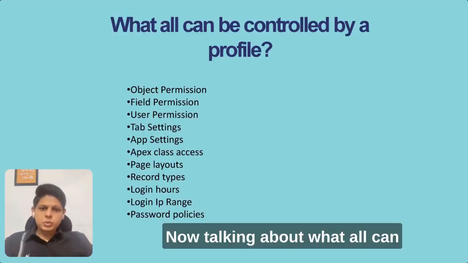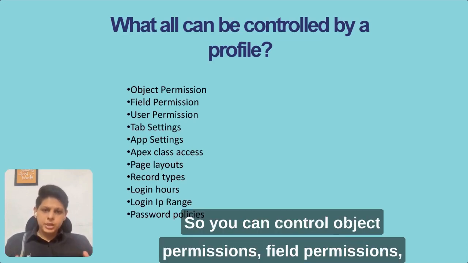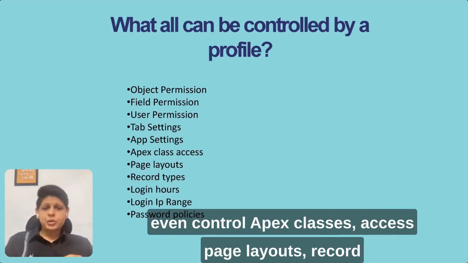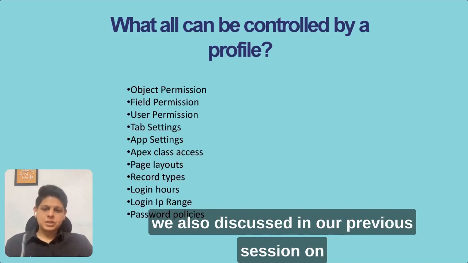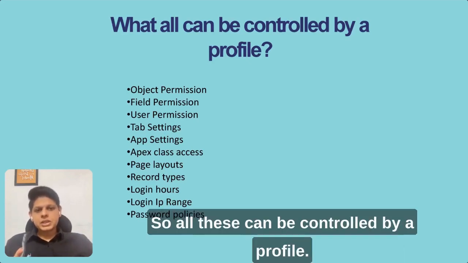Now talking about what all can be controlled by a profile, right? So you can control object permissions, field permissions, user permissions, tab settings, app settings. You can even control Apex classes access, page layouts, record types, login hours, IP ranges, password policies, like we also discussed in our previous session on organization level security. So all these can be controlled by a profile.